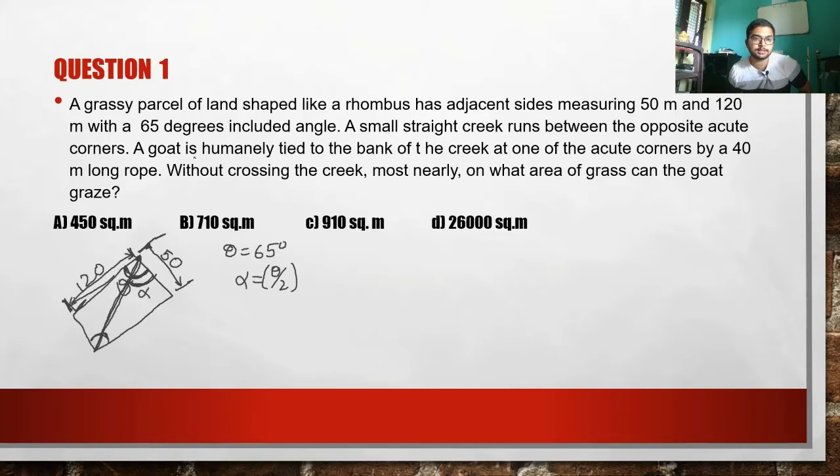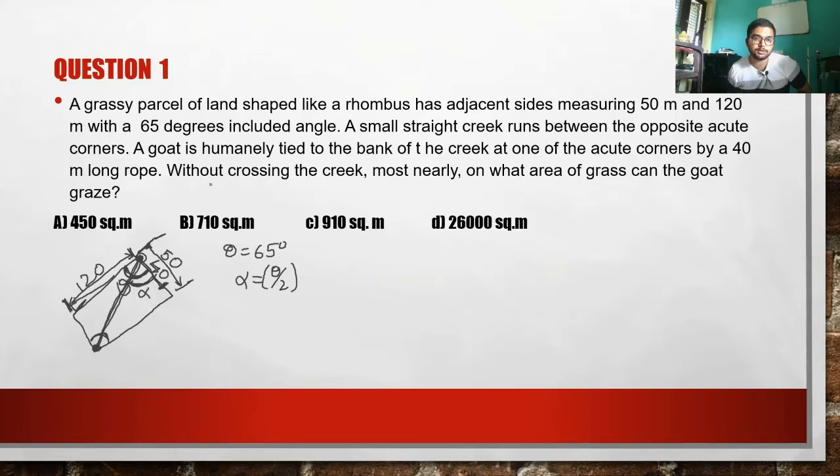Now further he says a goat is humanly tied to the bank of the creek at one of the acute corners. Either this corner or this corner, whichever one you can take. Opposite angles anyway will be equal for rhombus like structure. So at one of the acute corners, he is tying a goat with a rope of radius 40 meter. Rope length is 40 meter. That means, say for example, we are tying it here of length 40 meter, up to here. Say for example, this is 40 meters. So with this rope he has tied the goat.